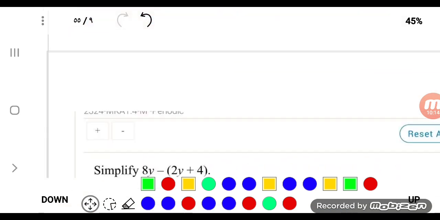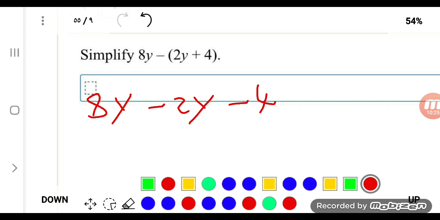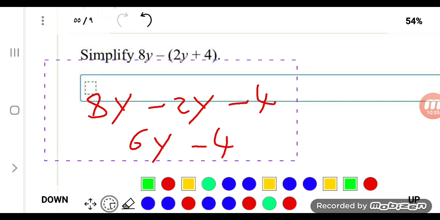Next question here. You have to simplify this also. So 8y minus 2y minus 4. Now 8y minus 2y, you get 6y. Minus 4, you cannot simplify it anymore, so you leave it this way, and that is the answer.